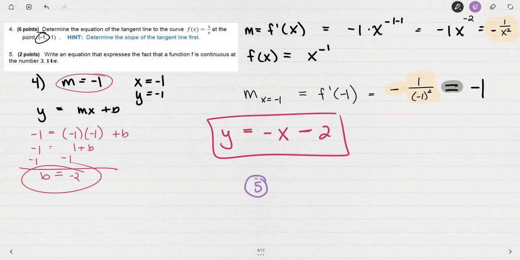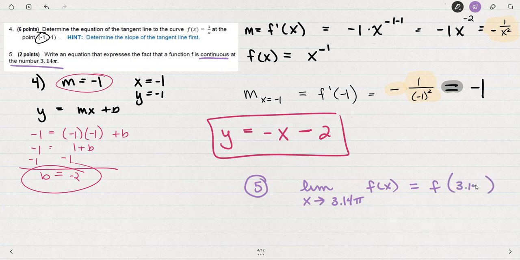Number 5 is an important question because it gets at this important definition of continuous at a point. So write an equation that expresses that the function is continuous at x equals 3.14 pi. That would mean that the limit as x approaches a, in this case 3.14 pi, of f of x is equal to f at 3.14 pi. And this is what number 5 should look like.